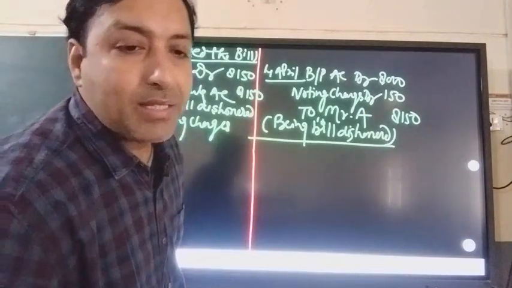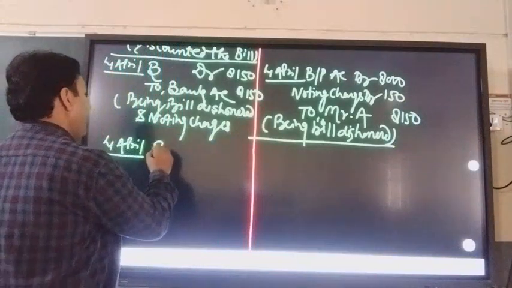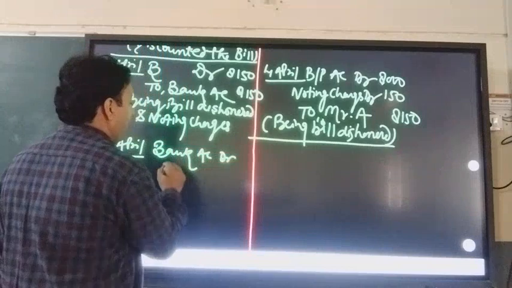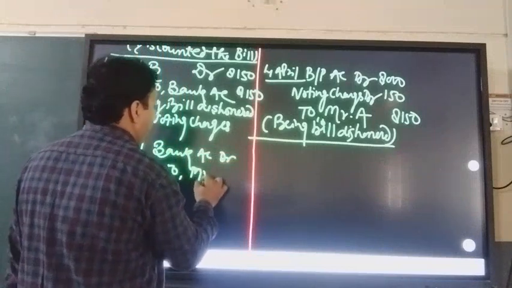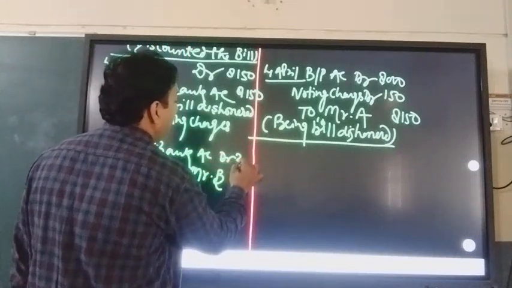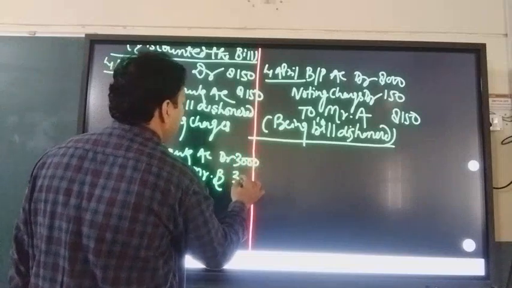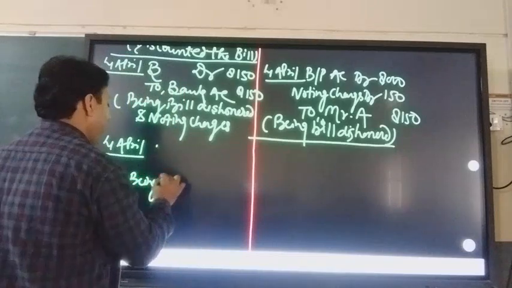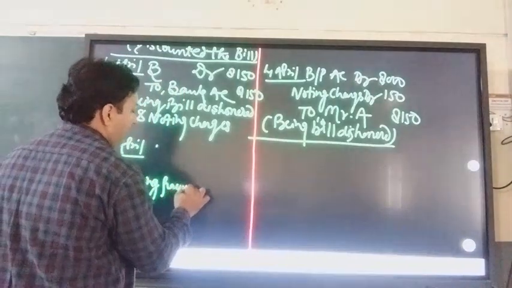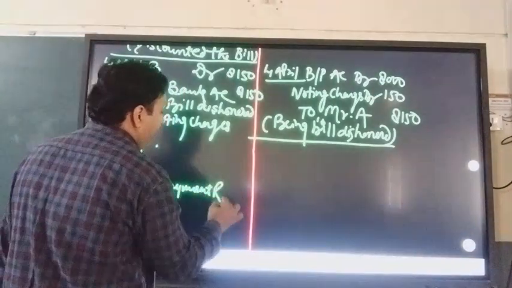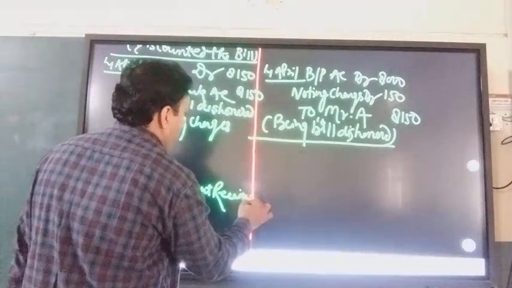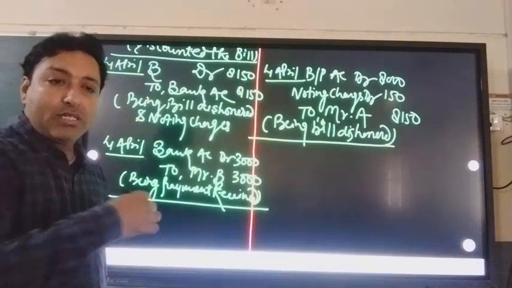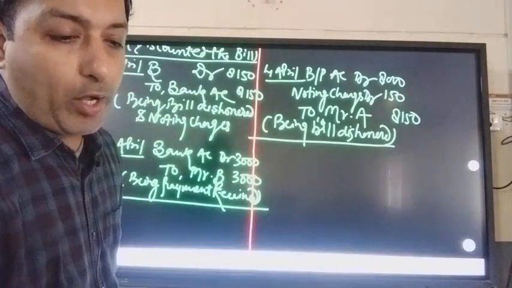How much amount he has given? 3,000. So bank account debit, and to Mr. B. Mr. B will provide you 3,000 rupees, being payment received. And what is the amount in the books of drawing?